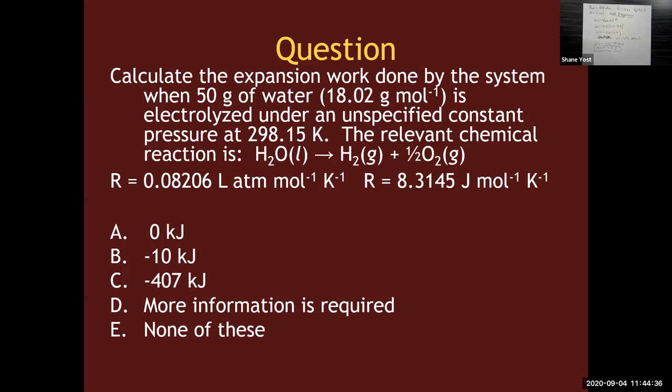What type of expansion is going on in this problem, as this chemical reaction occurs and forms gases? I'm expanding against a constant external pressure. So how would I calculate the work for that expansion? It's minus P external delta V. Do we know what P external is? No. So since we don't know what P external is, we need more information to even be able to solve this problem.